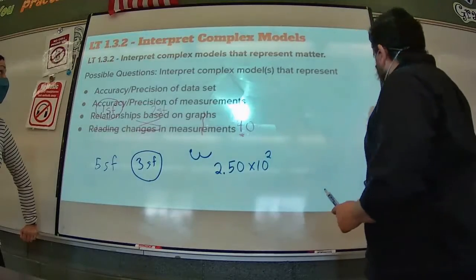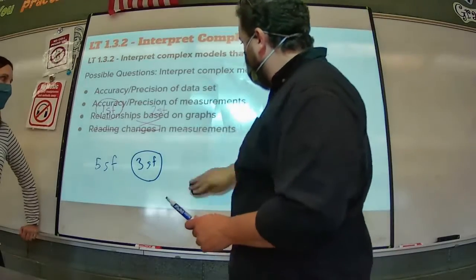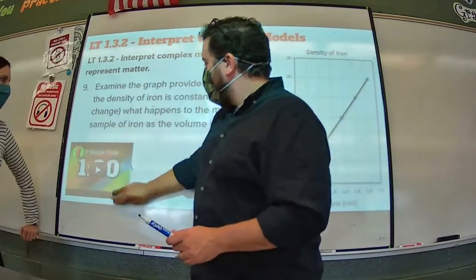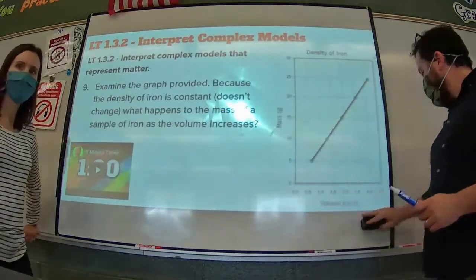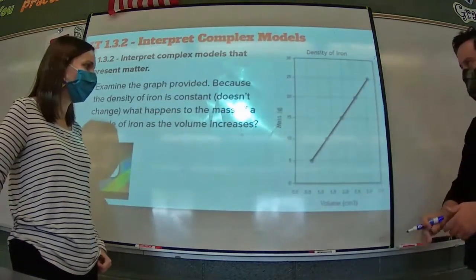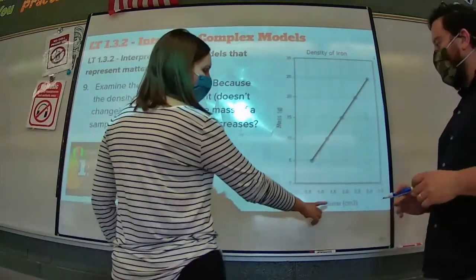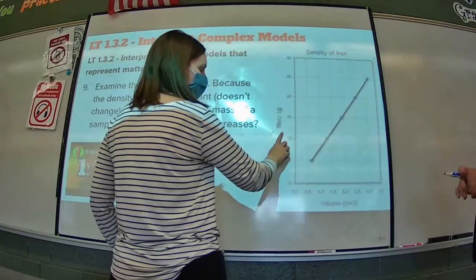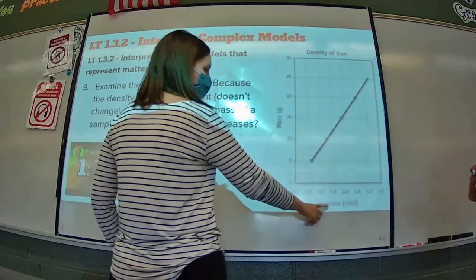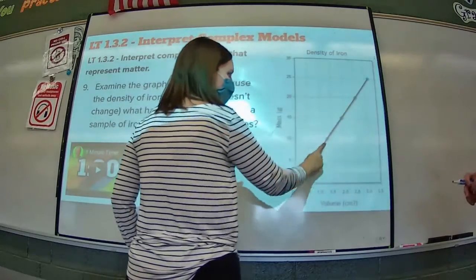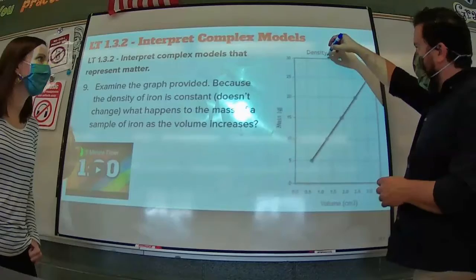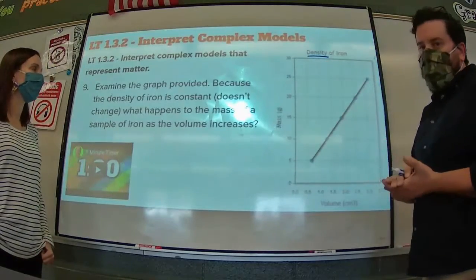So learning target 132, we should be able to interpret complex models. So let's take a look at one. One of the things that you would have to be able to interpret is going to be a graph. So we have a graph here where we've got volume and we've got mass. Mass over volume, if we're looking at the slope of this line, would equal our density of iron.